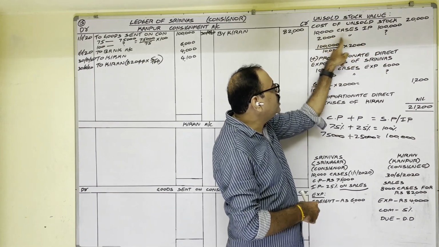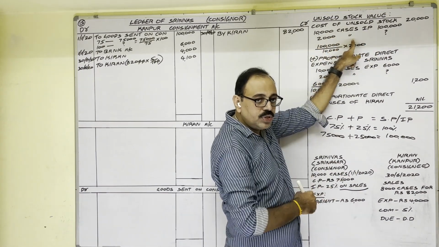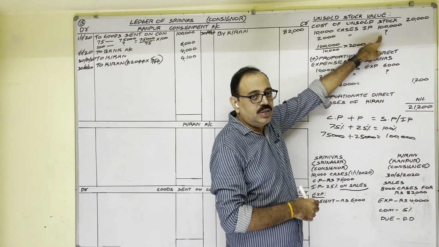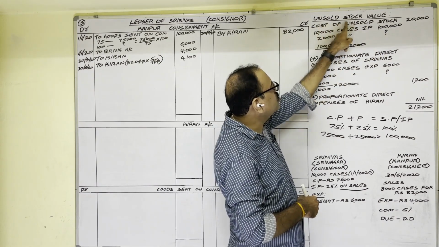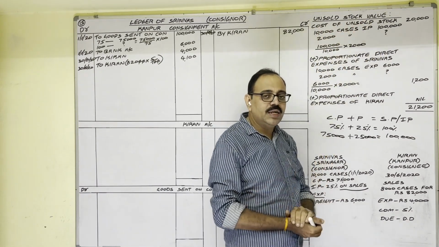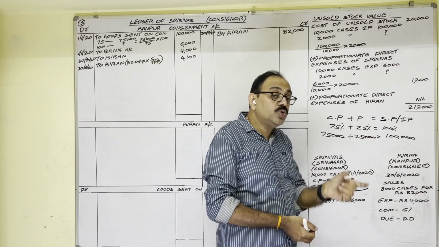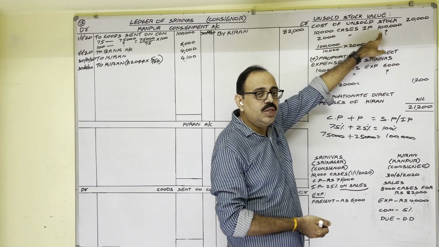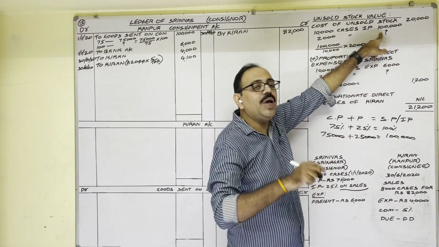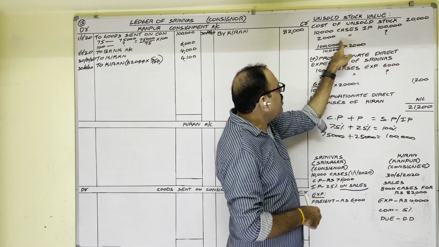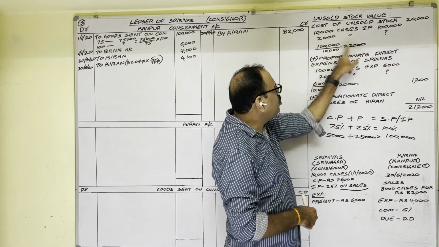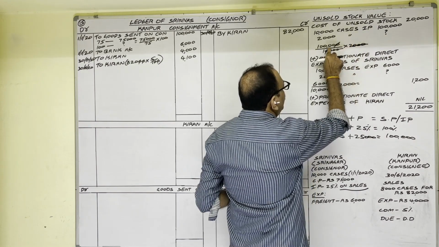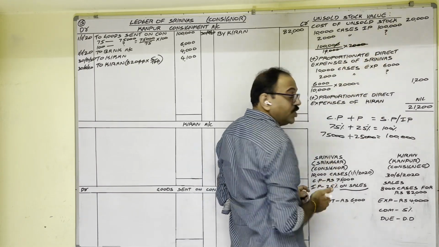Then 2,000 cases are unsold now, 10,000 minus 8,000. On 2,000 cases, how much will be the invoice price? So even though I wrote a cost of unsold stock, exactly what I need here, invoice price of unsold stock I want. So total goods invoice price is 1 lakh. Based on that, unsold stock invoice price I am calculating. So 1 lakh divided by 10,000 into 2,000 we should do. 10,000 into 2, 20,000 rupees.